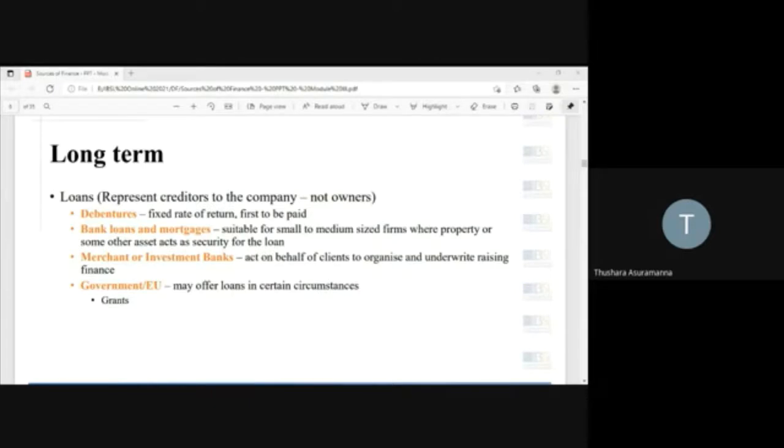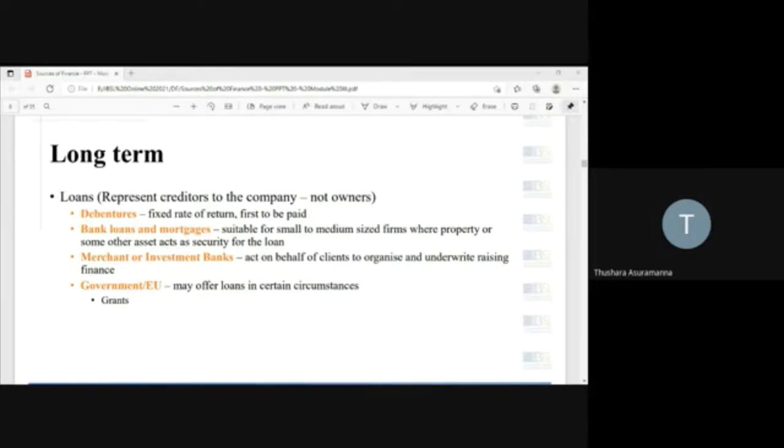So there are some other areas: debenture, bank loans and mortgages, merchant or investment banks, government or European Union. So again, they would provide long-term financing to us.